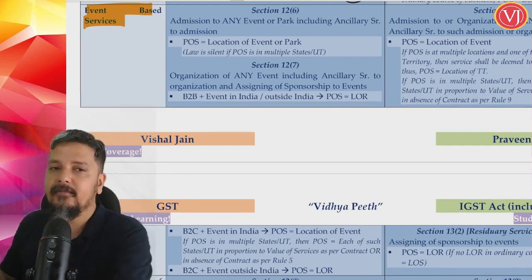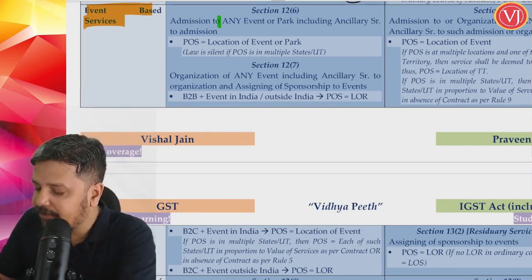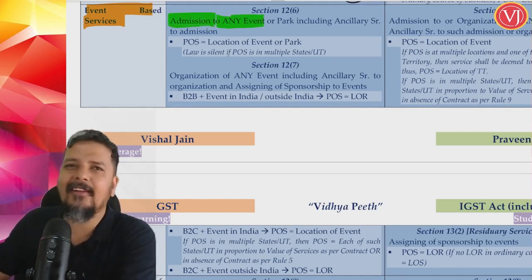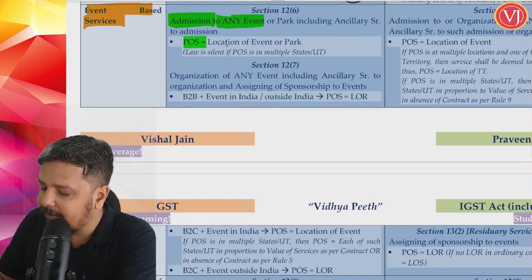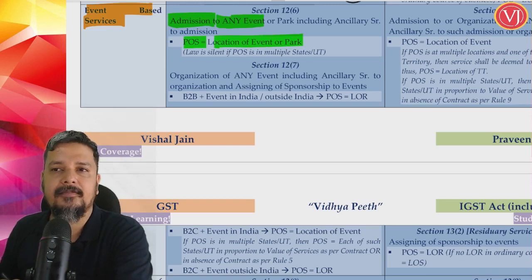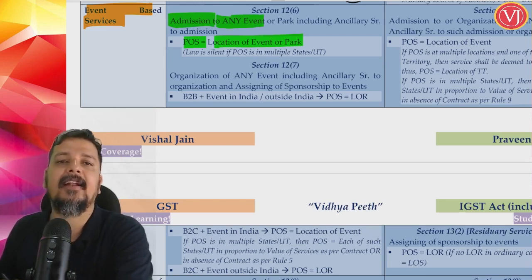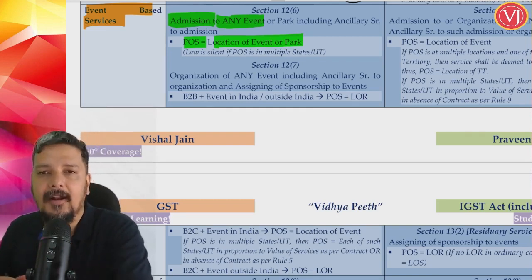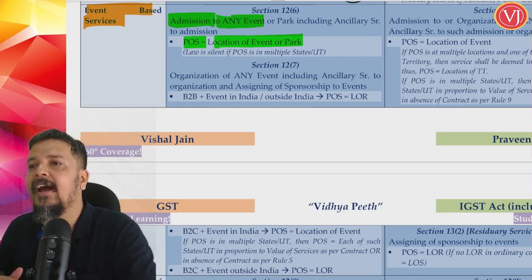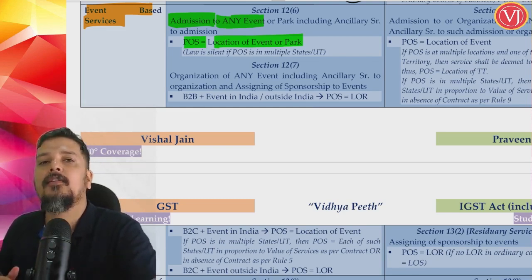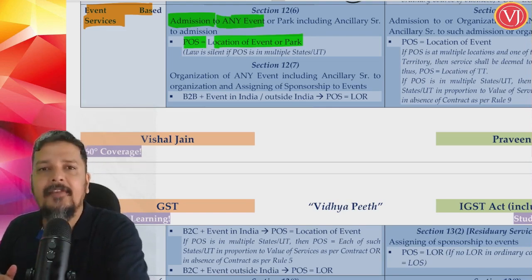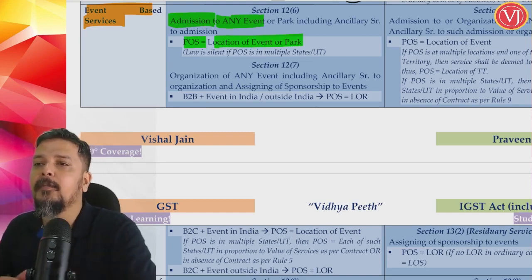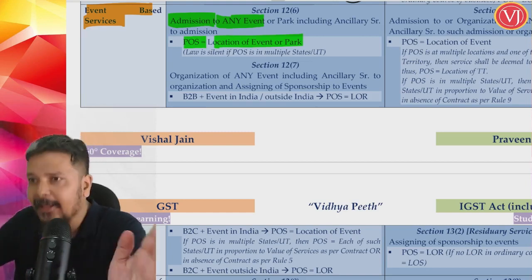Now when you talk about event based, in section 12, they specifically talk about admission to any event, be it a park, or ancillary services to admission. Place of supply is the location of that event or park. Again, they fail to understand that there might be multiple answers. How? In a combo contract, you might be paying for a package where you will be allowed admission in different places. Say for example, you have purchased tickets for the World Cup, a combo package, to be held in all the places in India.